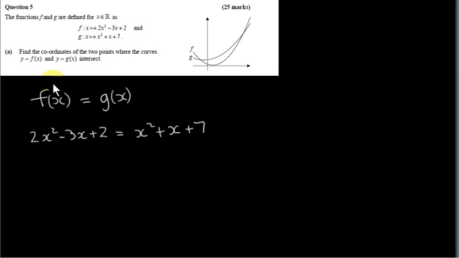The functions f and g are defined for x an element of R as f such that x maps onto 2x squared minus 3x plus 2 and g such that x maps onto x squared plus x plus 7. Find the coordinates of the 2 points where the curves y equals f of x and y equals g of x intersect. So what we notice is that at the points of intersection of the two curves, f of x is equal to g of x.